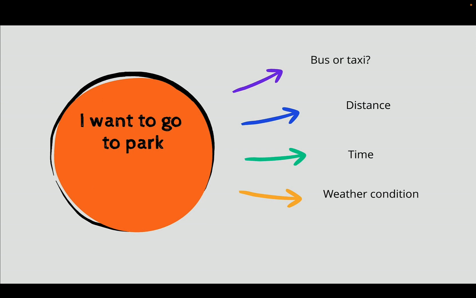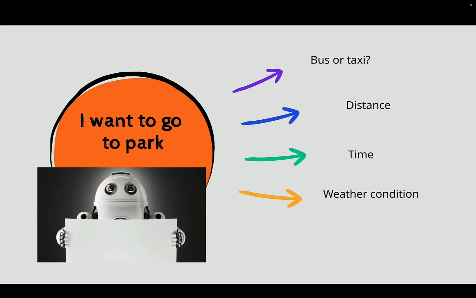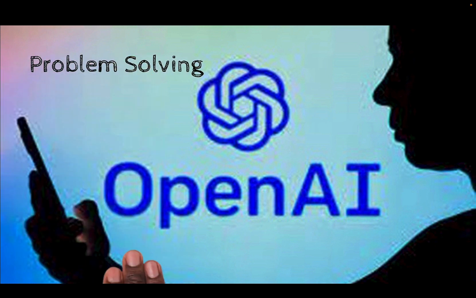It will consider factors like, should I take a bus or taxi? Which is cheaper? What is the distance? Depending on the distance, what is the best way to go? How much time will it take? What are the weather conditions? And then it will make the smartest decision. So this is reasoning, where it's taking all the information and trying to think through it to get to the right solution. Now the third one is problem solving.